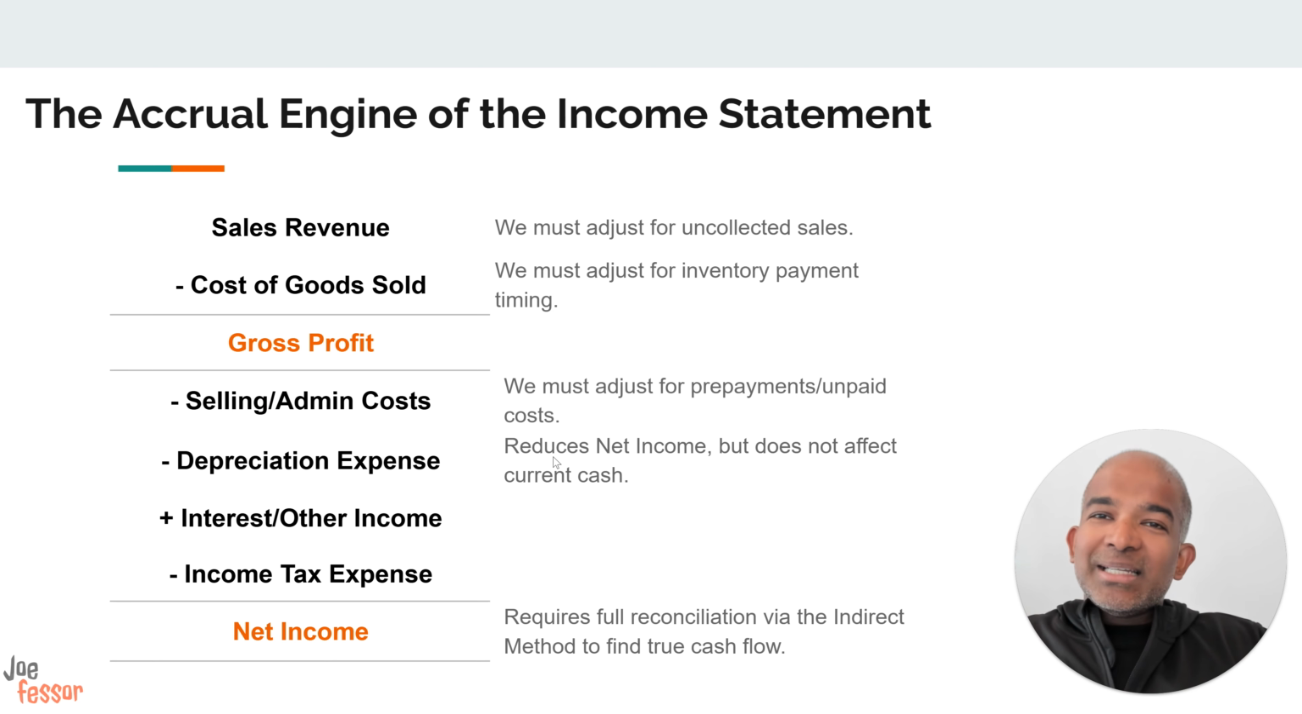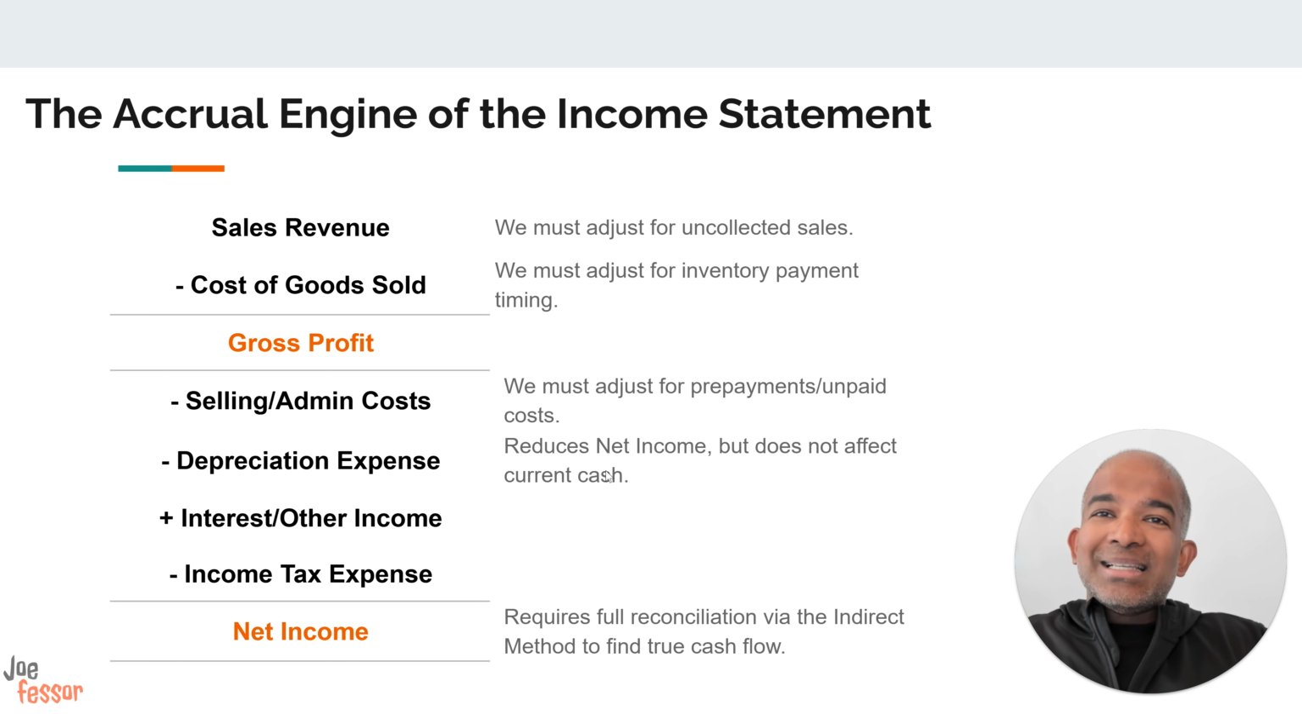Every one of these operating lines requires an adjustment because the money recorded on the income statement is not the money that actually flowed into or out of our bank account during the same period. And then you have the non-cash item, depreciation expense. It reduces net income but has zero effect on current cash. The entire statement is full of these accrual effects.